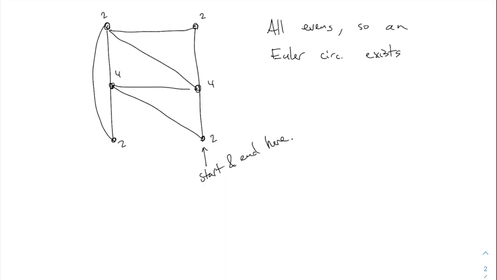Why would the top corner be 2? Oh, yeah, sorry. This upper left corner is not 2. It's 4. Thanks. Definitely not 2. Thank you for that. All right, we're going to start and end at the bottom.